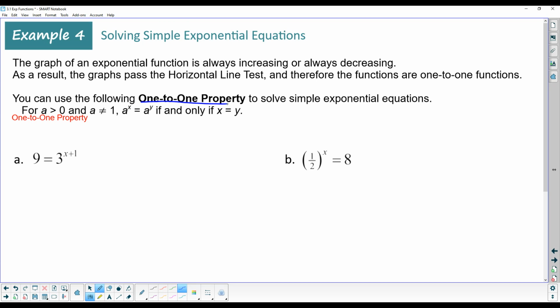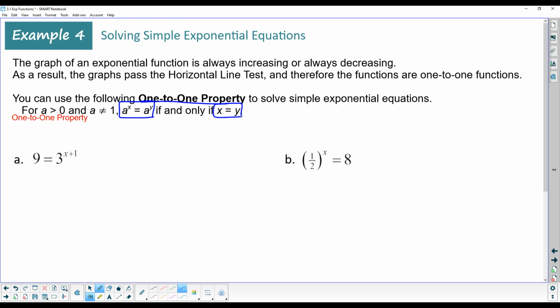Complicated exponential equations we have to solve not using this method. We'll learn another method for solving complicated ones. But for simple ones, we can use the fact that they're one-to-one. One-to-one means that if you have two exponentials that are equal to each other with the same base, then their powers have to be the same.